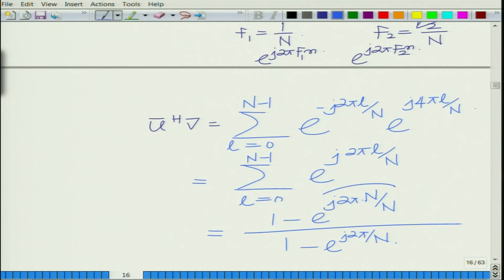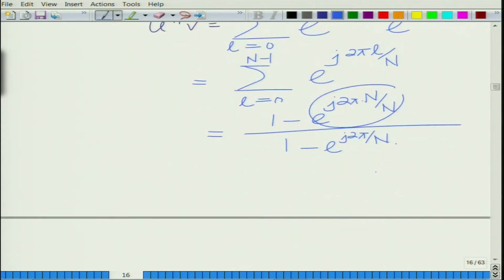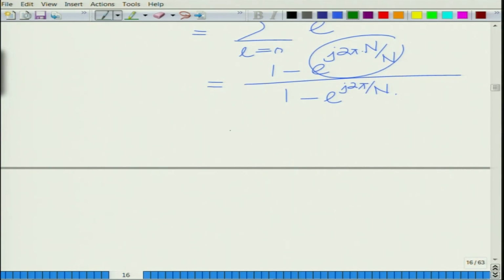And if you look at this, e raised to j 2 pi n over n is nothing but e raised to j 2 pi, which is 1. So, this is 1 minus 1 divided by 1 minus e raised to j 2 pi over n, which is 0, all right. So, therefore, you have this interesting property where you have the complex sinusoids at the frequency 0, 1 over n, 2 over n, and so on n minus 1 over n. These are essentially orthogonal, all right.